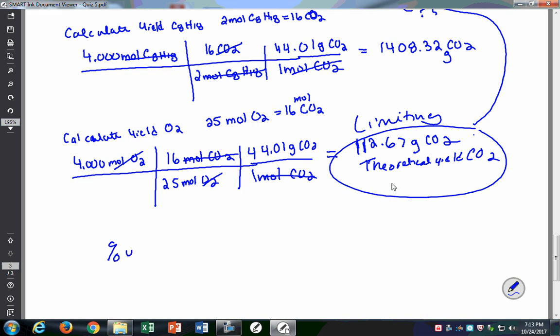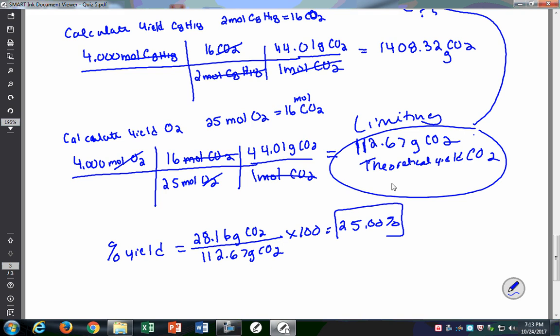So my percent yield is going to be my actual, which was given in the equation, 28.16 grams CO2, and my theoretical is what I just calculated. That comes out to 25%. Now note, if I tell you one of the reagents is in excess, that one's not limiting, because that's what excess means, that there's some left over. So if I tell you that, don't try to calculate the two to compare, because the one in excess is always going to be not limiting. So just make sure you read your equation.